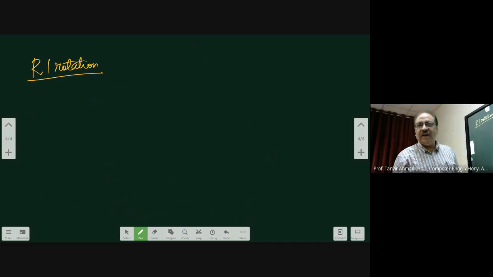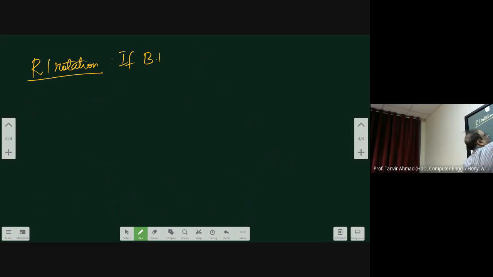Now, what is the meaning of R1? Obviously, it is the same rotation. What you are going to do? You check if the balance factor of B is equal to +1. Then apply.